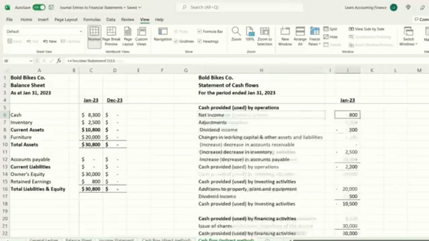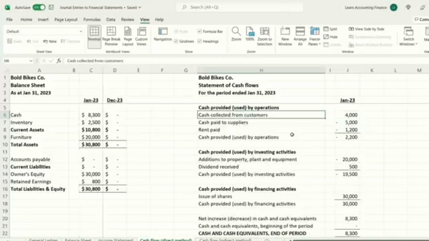And the difference between direct and indirect method is that in the indirect method, we start with net income from the income statement and adjust any non-cash items that we are aware of out of that net income to arrive at the cash provided by operations. Okay, so it's more like an indirect method of arriving at the cash flow from operations compared to the direct method where actual direct cash flows are reflected in the cash flow statement.